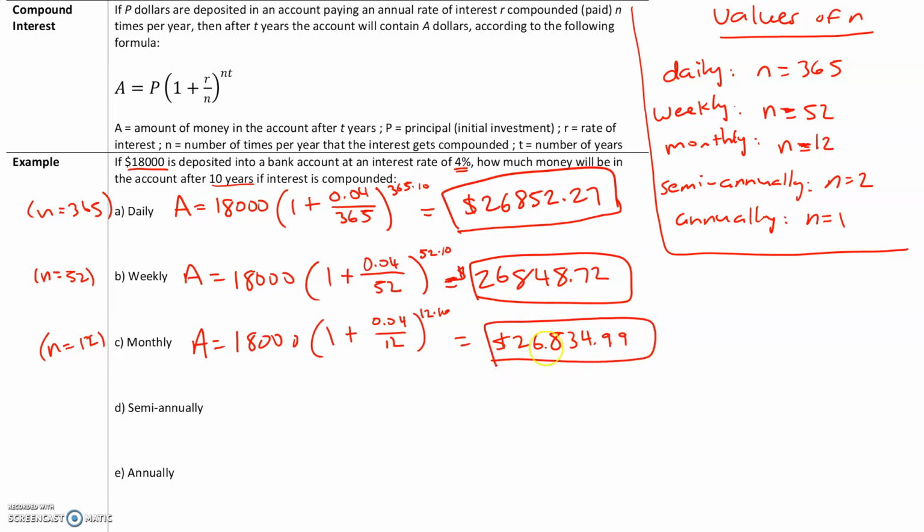And once again, the difference here may be negligible, but imagine you have millions of dollars in the bank, or a company has millions of dollars in the bank, then they're going to care very much about whether the interest is getting compounded daily or monthly. And then these two we will do in class.